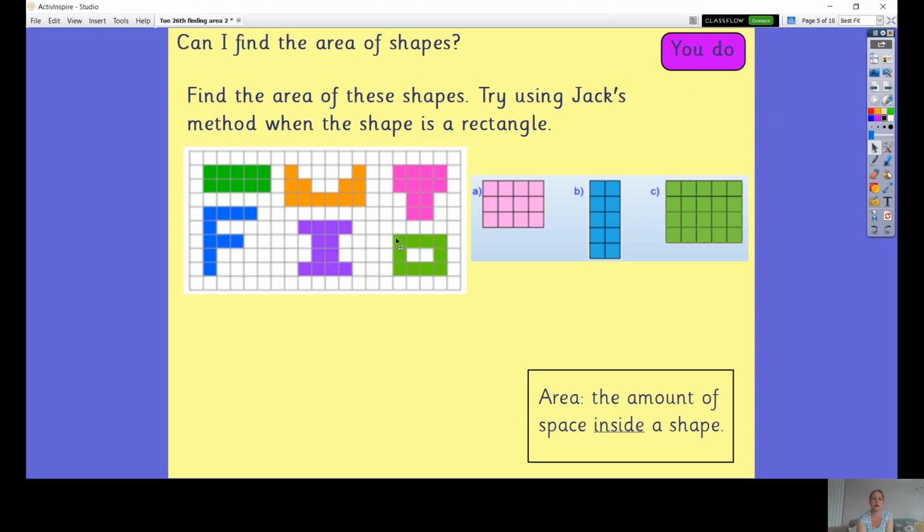This one here, don't get caught out, it is a rectangle shape, but the middle is missing, isn't it? So you can't do Jack's method for that one, but you can do his method for that one, and you can do his method for all of those ones. So pause here and see if you can work out the areas.